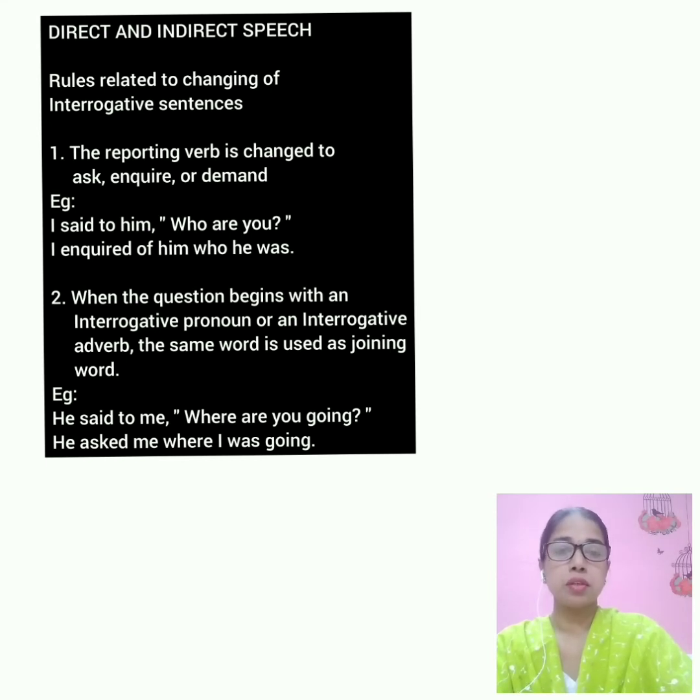So remember children, if your question begins with an interrogative pronoun or an interrogative adverb, that same word will be used to join the reporting verb part and the reporting speech part.